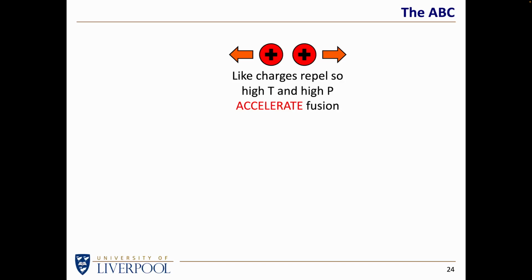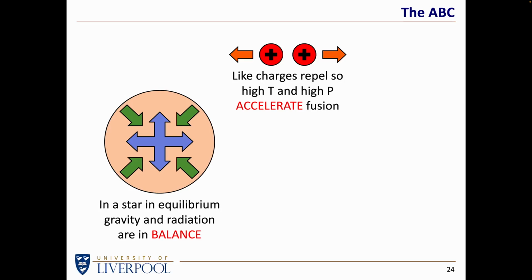And if we want to get them close, we need to have a lot of temperature and a lot of pressure to fuse protons to make heavier elements. So high temperature and high pressure will accelerate the fusion process. That's the A of the ABC.